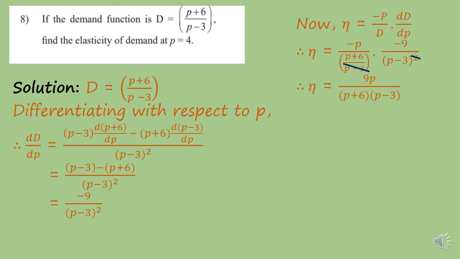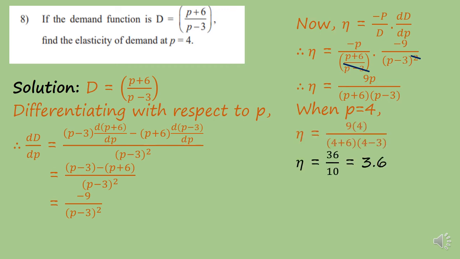Now here we put p as 4. They want us to find eta when p is 4. So upon putting p as 4, we get this particular term, and therefore elasticity turns out to be 36 upon 10 upon solving it, or 3.6. So thus the sum is done.